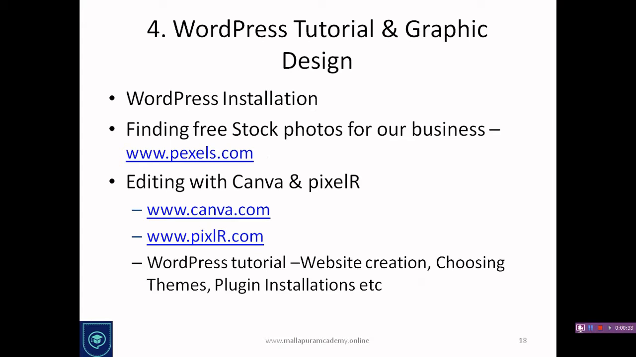So in this module, we will be learning WordPress installation, finding free stock photos for our business from pexels.com, and editing with Canva and Pixlr. So there are two things that I have given to you. I'll take you through pexels.com and pixlr.com. You can also get stock photos from canva.com, which will be your assignment, which you need to practice on your end. In this we will also be looking at our website creation, choosing themes and plugin installations, that we will be understanding.